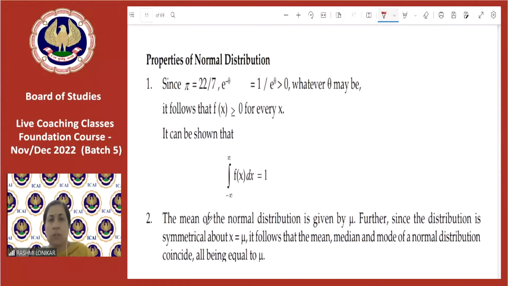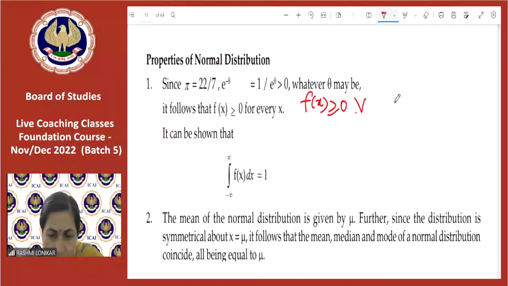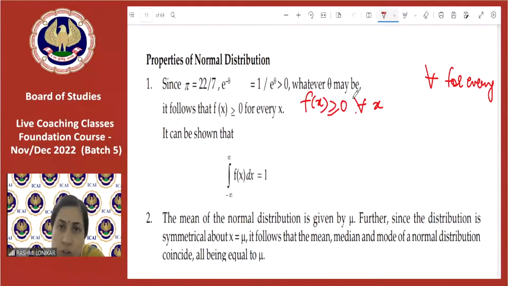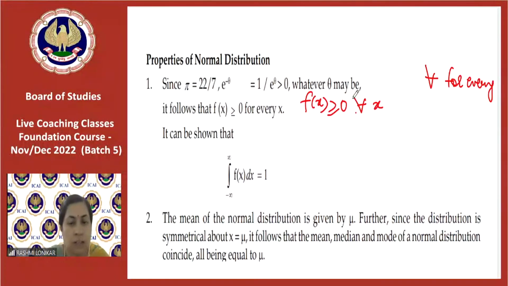Okay, properties. Since pi is equal to 22 by 7, here always remember f(x) is always greater than or equal to 0 for every x. Wherever you see this symbol, it means for every. So also always remember that f(x) will never be negative.